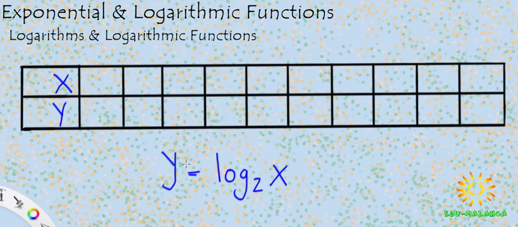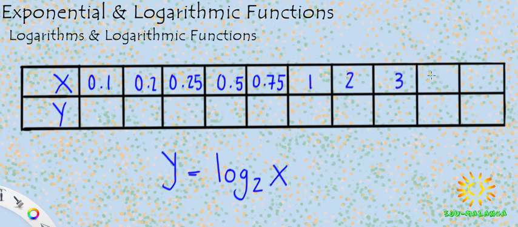So the values of the domain that we're going to use look like this. We'll start with 0.1, go to 0.2, do 0.25, then we'll do 0.5, 0.75, we'll do 1, 2, 3, 4, and 5. And so these are going to be our domain values.